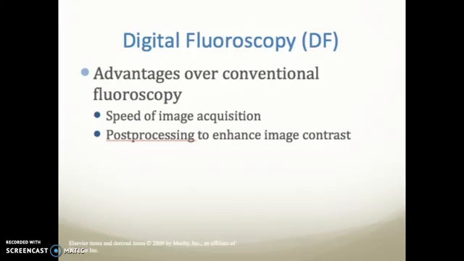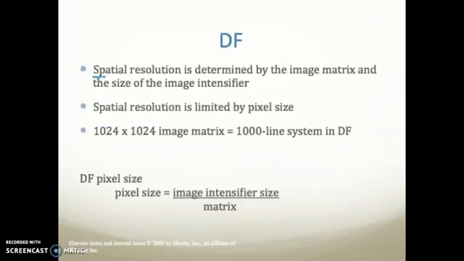One is the speed of the image acquisition, and post-processing to enhance image contrast is big. So with your digital fluoro, your spatial resolution is determined by the image matrix and the size of the image intensifier. So the spatial resolution is limited by the pixel size. A 1024 by 1024 image matrix is considered to be a 1,000 line system in DF. So when we're calculating your digital fluoro pixel size, you're going to take the image intensifier size, so either 6, 9, 12, whatever the size is, and divide it by your matrix.